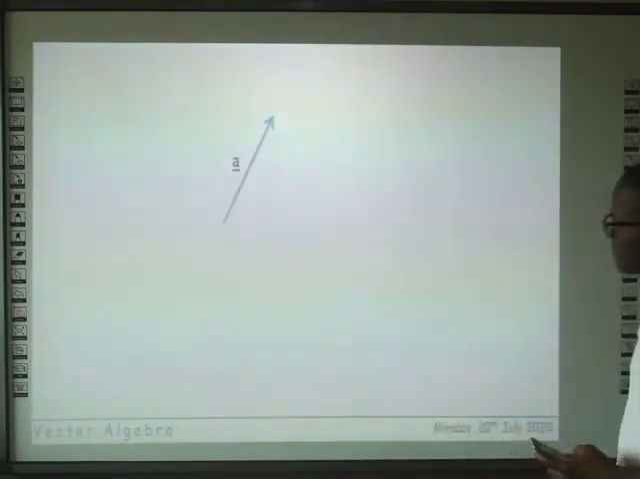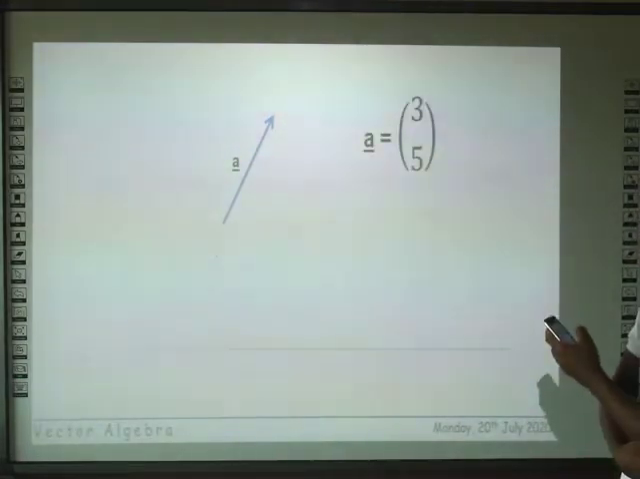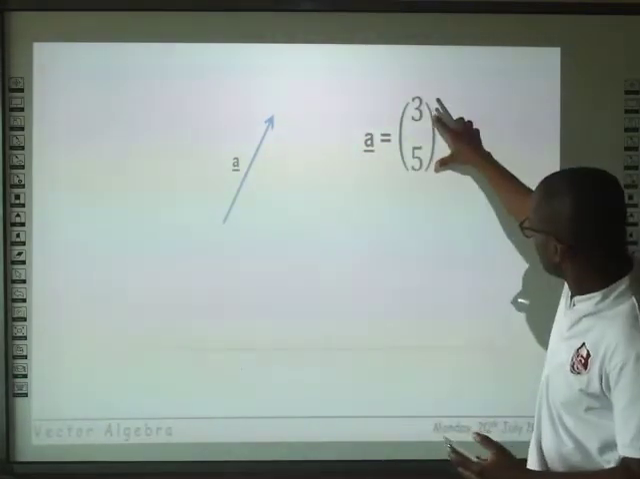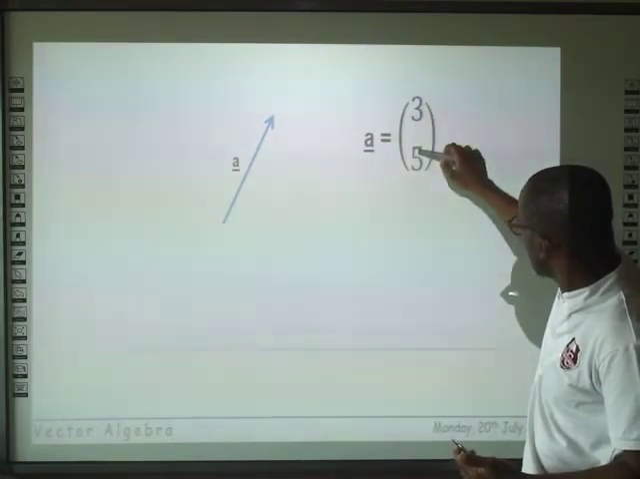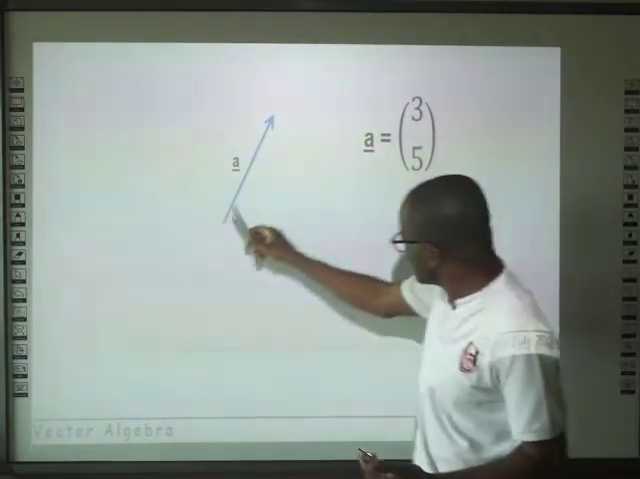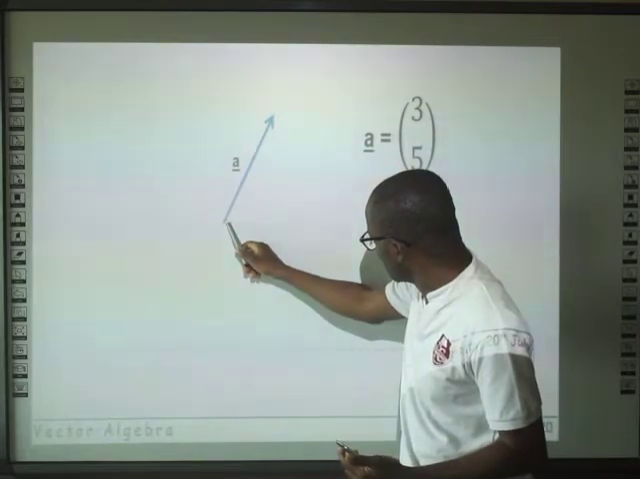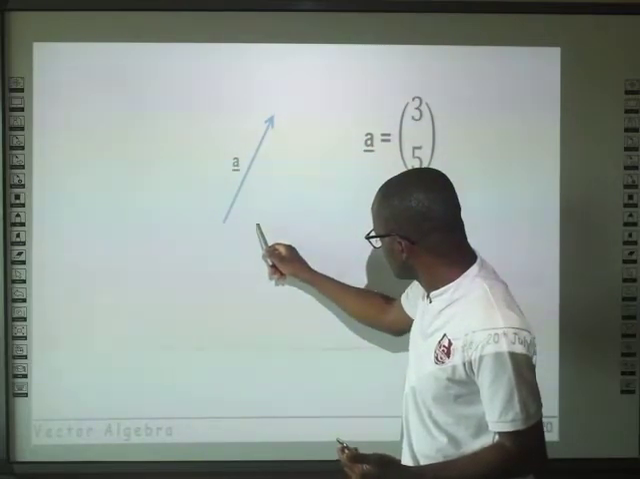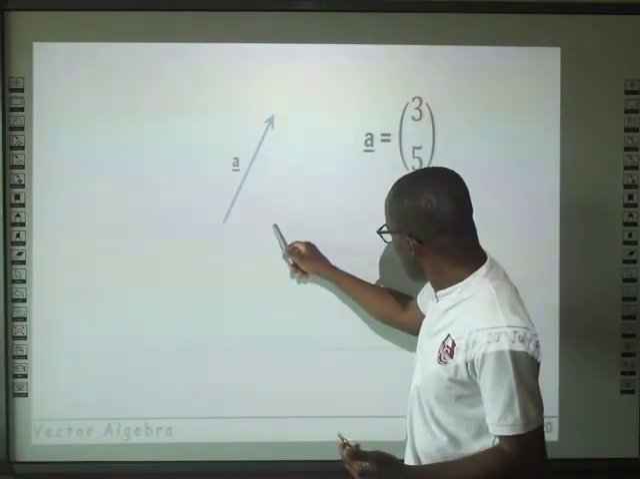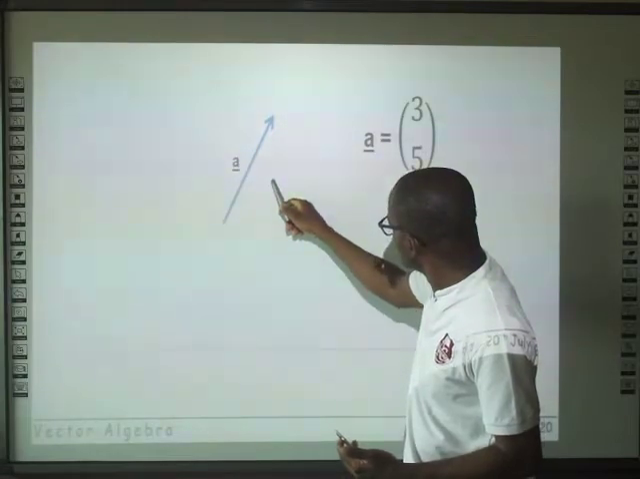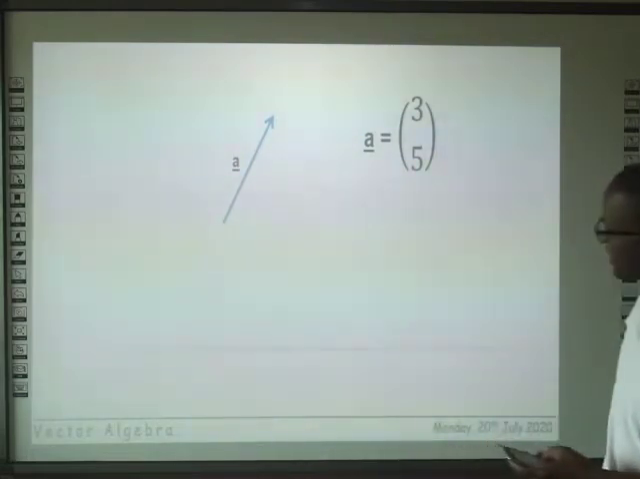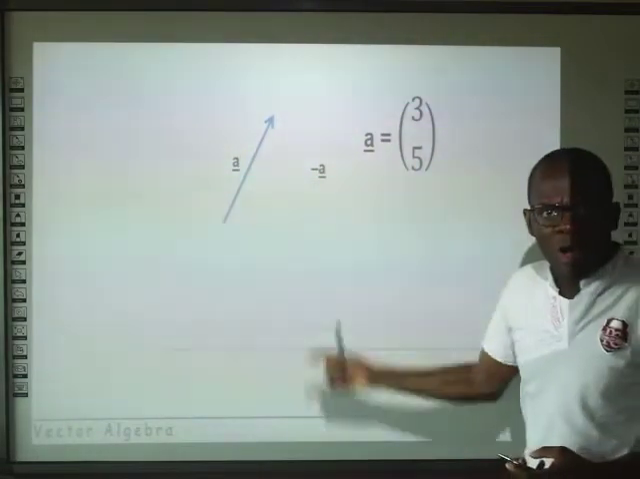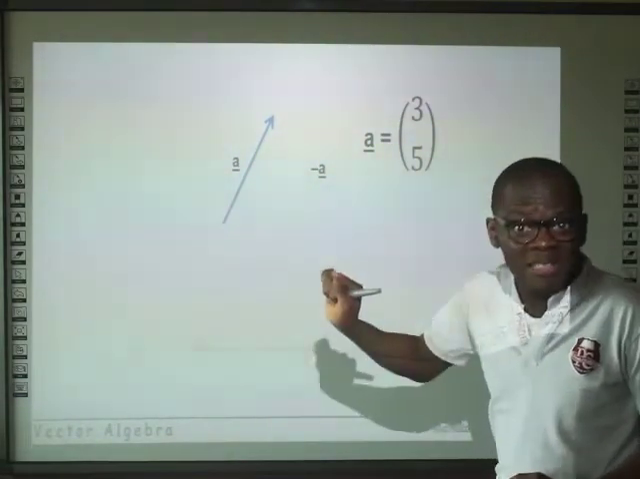Now we have the vector A, which in component form is 3, 5, meaning you have to go 3 units on the x-axis and 5 units on the y-axis. If you start from there, you go 3 units to the right, 1, 2, 3, and then 5 units up, 1, 2, 3, 4, 5. Exactly. So that's vector A. But now, what if you've got minus A?